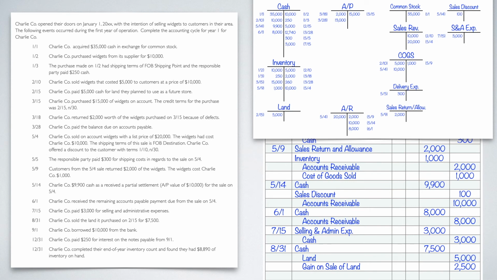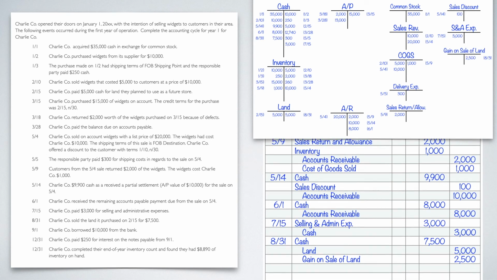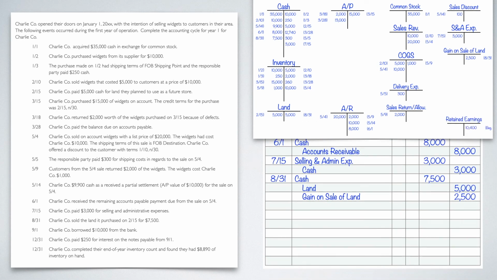So we're going to start with 9-1. Oh, sorry, there's the T tables. Forgot about that one. 9-1. We're going to say cash because we are getting cash of 10,000. And on the other end, we're going to call it notes payable for the credit of 10,000. So our cash goes up, our liability goes up. And here are our T tables.